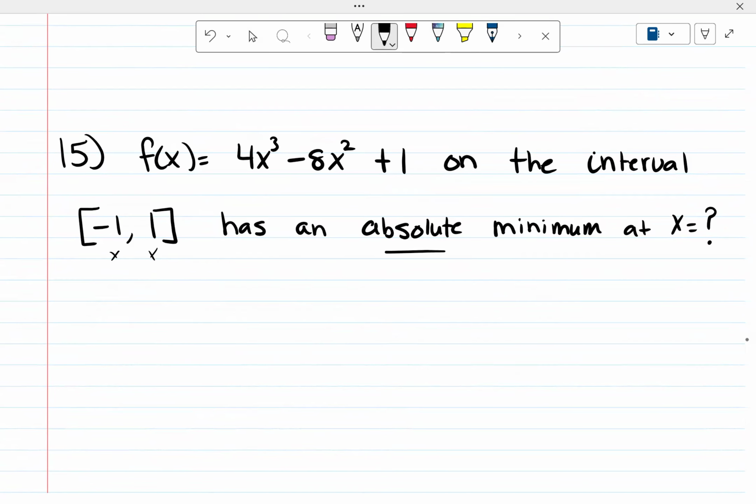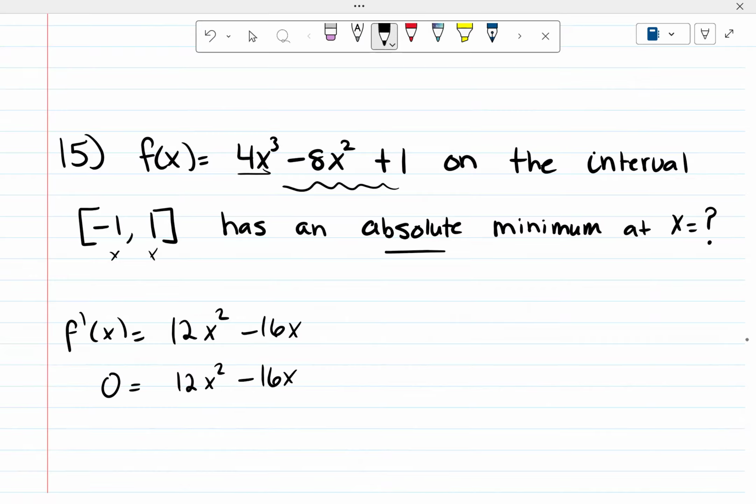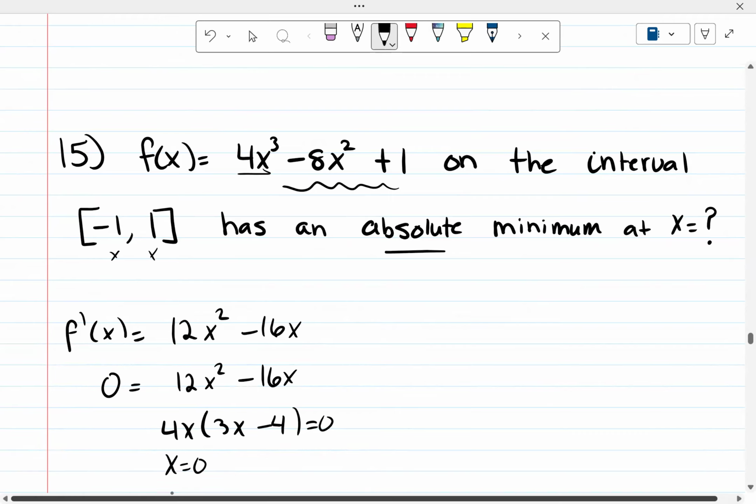So first we got to find our additional critical values. So first you got to find f prime of x, which is the derivative of 4x cubed is 12x squared. The derivative of -8x squared is -16x. The derivative of 1 is 0. Then you set that to 0. Factor out a 4, I guess. So it's going to be 4x times 3x minus 4 equals 0. And then when you actually solve for x, you're going to get x equals 0, and then x equals 4/3.